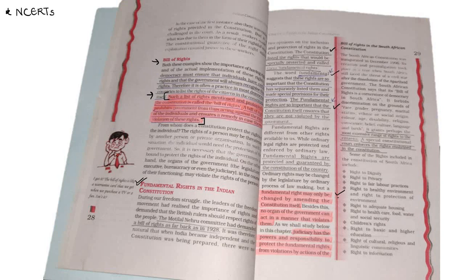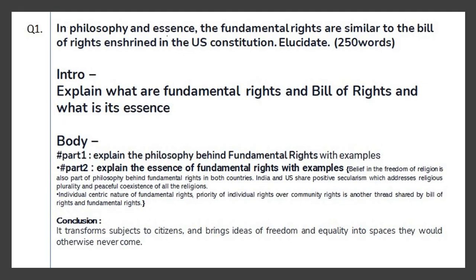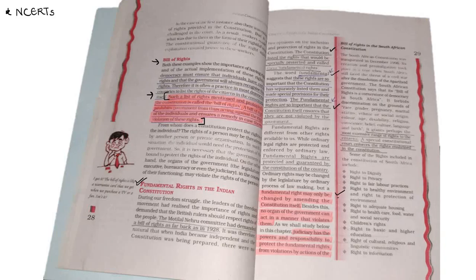If you are directly studying M. Lakshmikant, you will not be in a position to answer this question. Many students who were studying just M. Lakshmikant were confused how to answer this question. Okay, and the students who studied NCERTs, very easily they answered this question and submitted it to me. So make sure NCERTs should be a must.